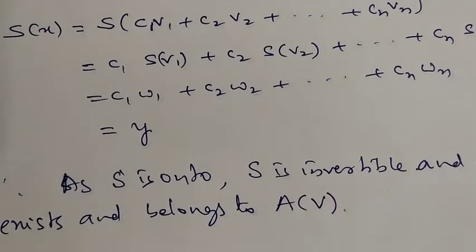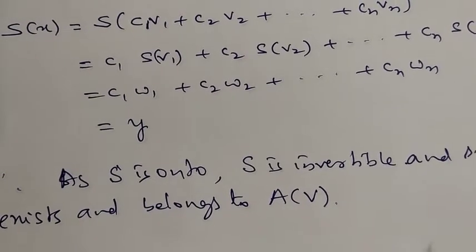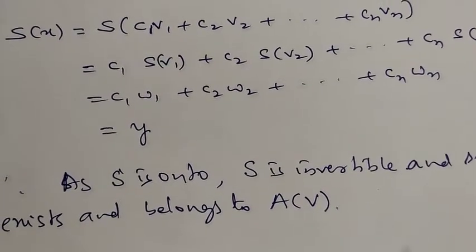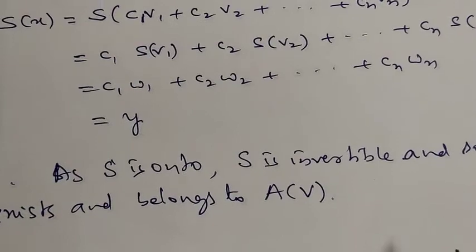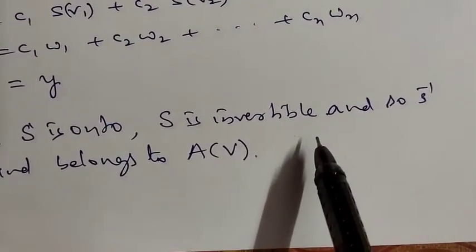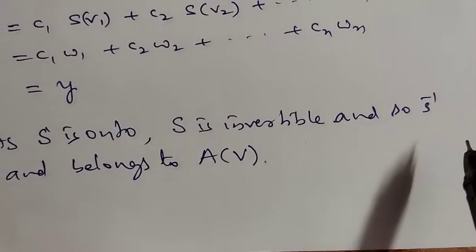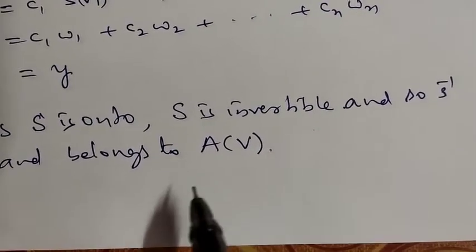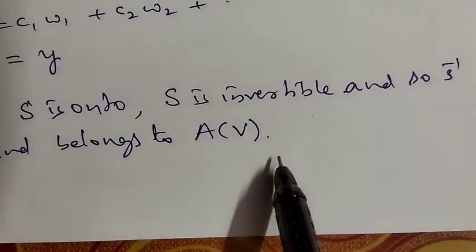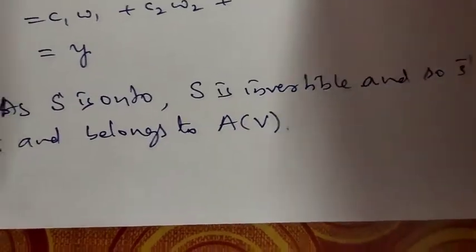Now S is onto means we have proved one result: the transformation T belongs to A of V is invertible if and only if T is onto. According to that result, as S is onto, S is invertible. Now S is invertible means what? S inverse exists. Definitely S inverse exists, and it also is an element of A of V because A of V is an algebra.